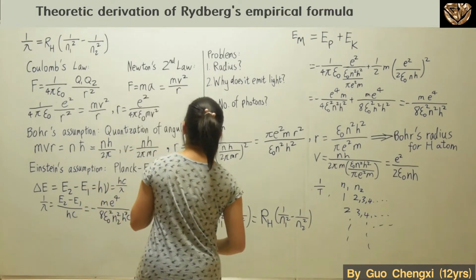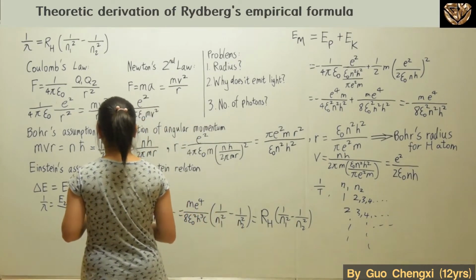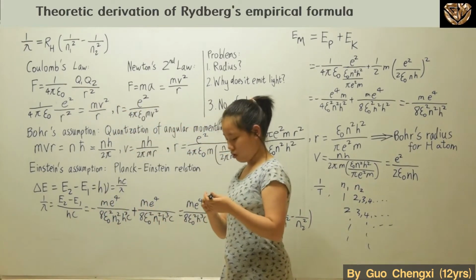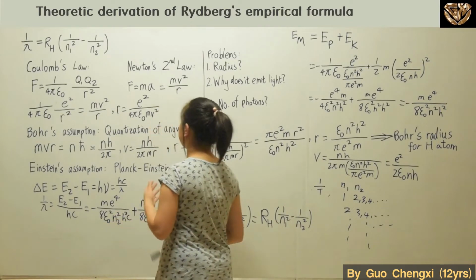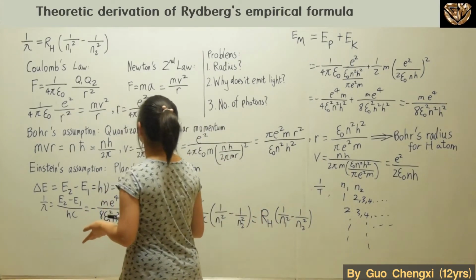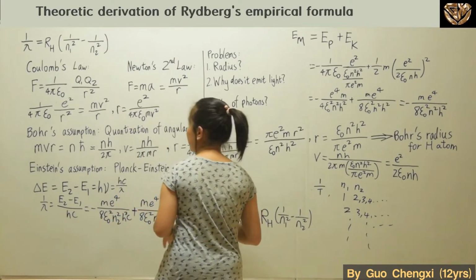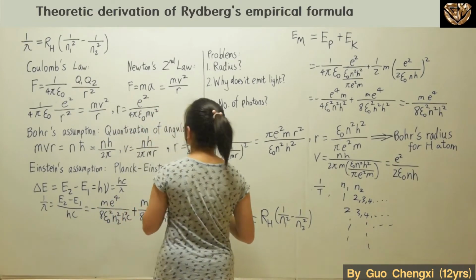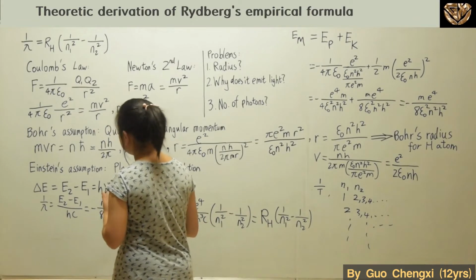Another classical formula is Newton's second law. For Newton's second law, F equals ma. There are 3 laws, obviously. Here ma is equal to mv squared over r. Now for this part, what else do we have?